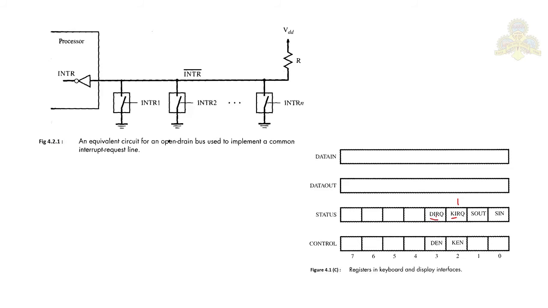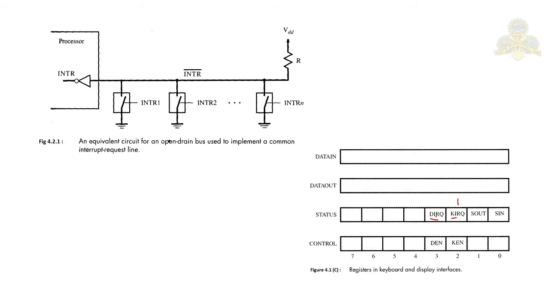The simplest way to identify interrupting devices is to have the interrupt service routine poll all the IO devices connected to the bus. The first device encountered with its IRQ bit set is the device that should be served. An appropriate subroutine is then called to provide the requested service.